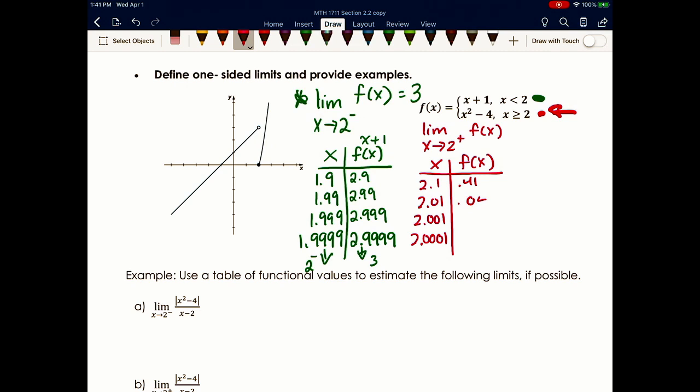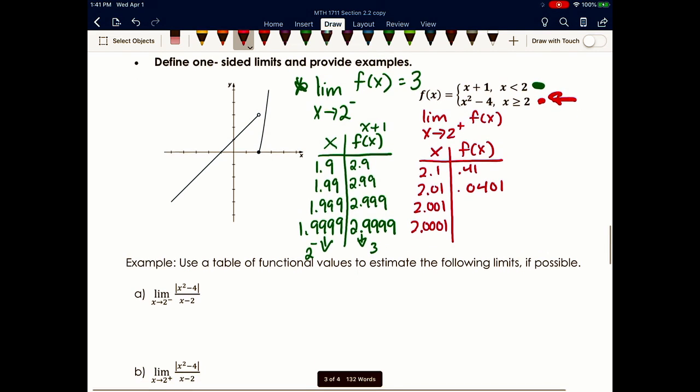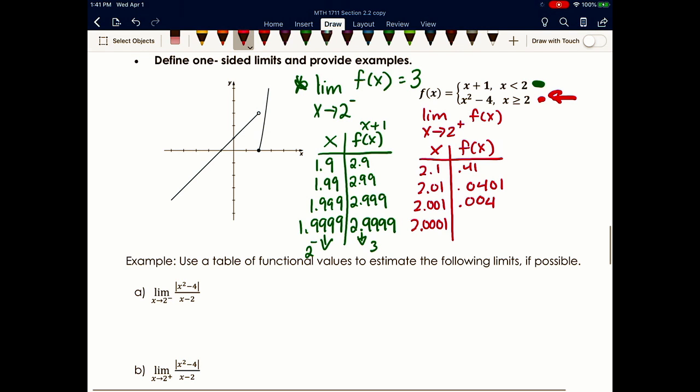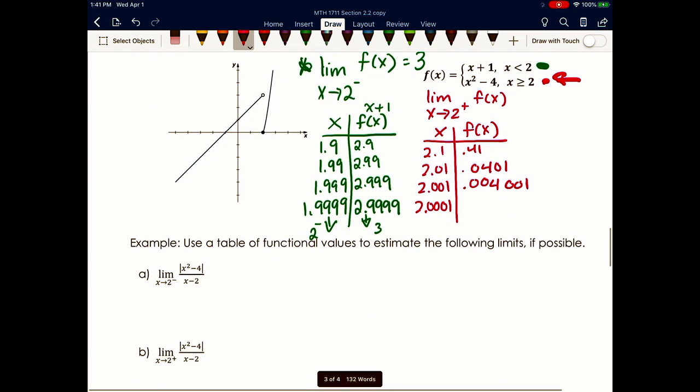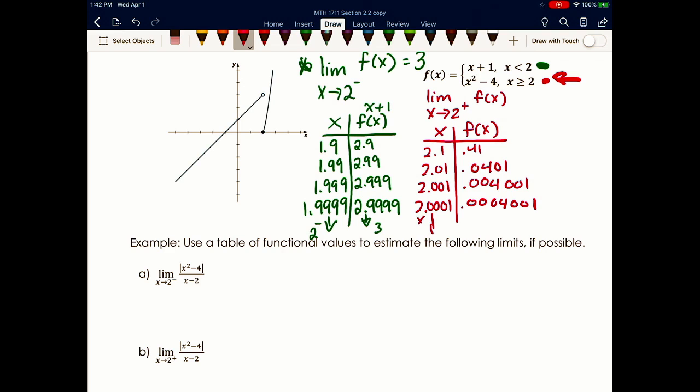Then I plug in 2.01, and I get 0.0401. When I plug in 2.001, I get 0.004001. And then when I plug in 2.0001, this is what I'm going to get. So as x approaches 2 from the right, the value of my function is getting closer and closer to 0. So I would say the limit as x approaches 2 from the right for this piecewise function is 0.